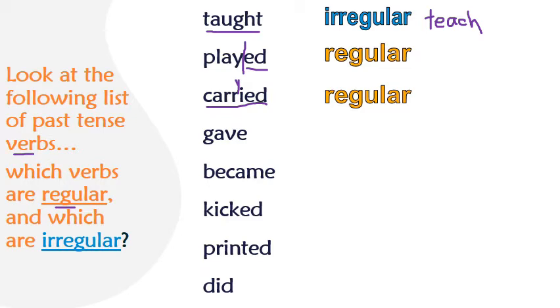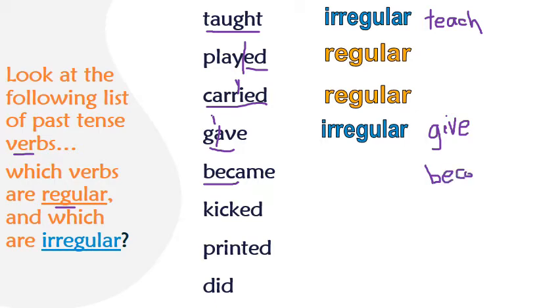Here I have gave. Gave is the past of give. So one letter is a change to I. I mean the I changed into A. So this is irregular because the original is give. Became. Became just like gave. Became is the past of what? Become. So only one letter has changed. So this is irregular because it doesn't end with ed.